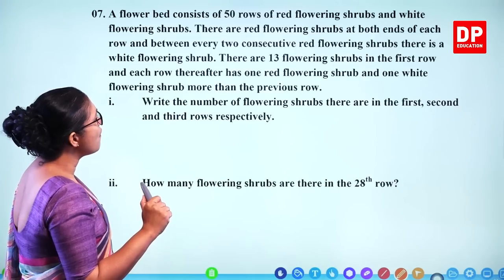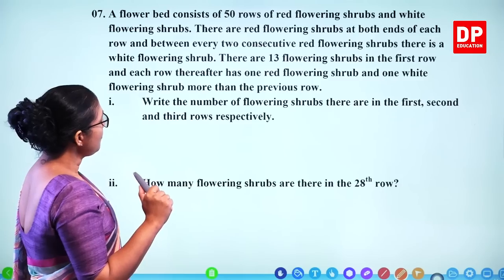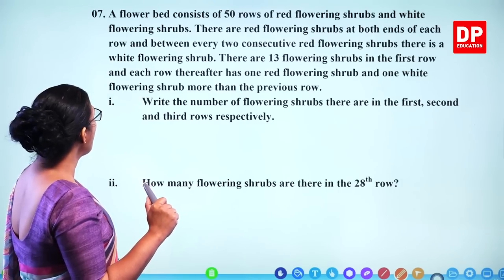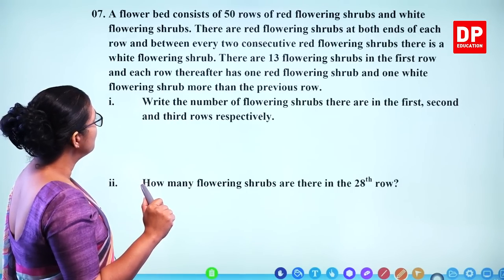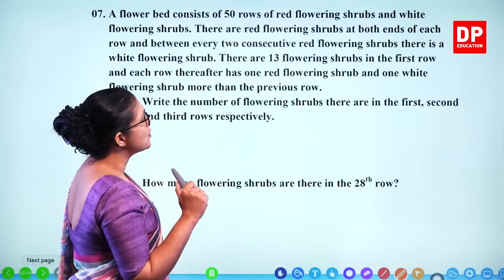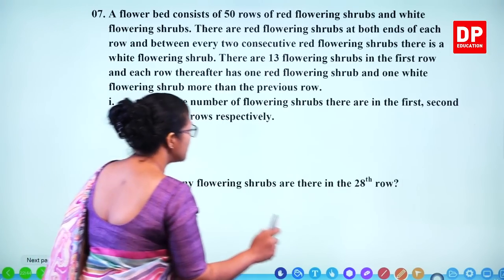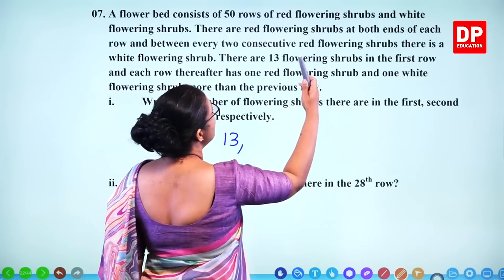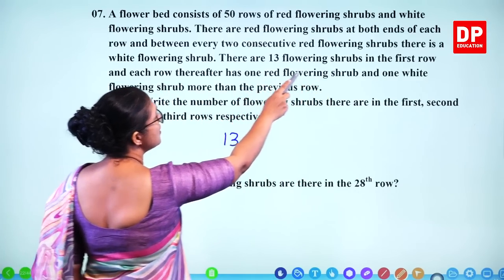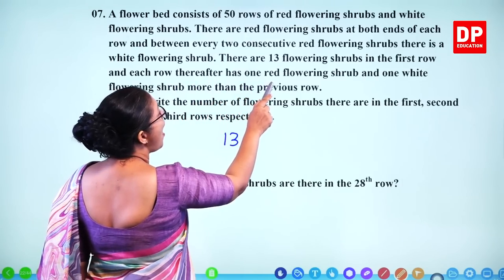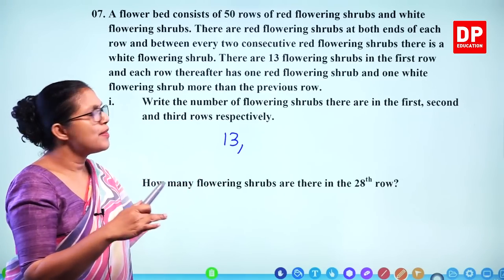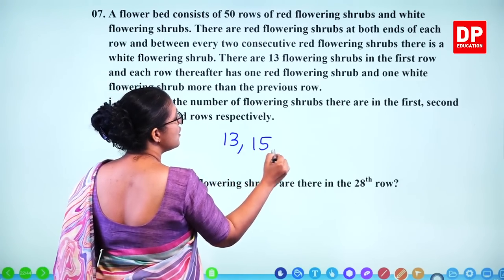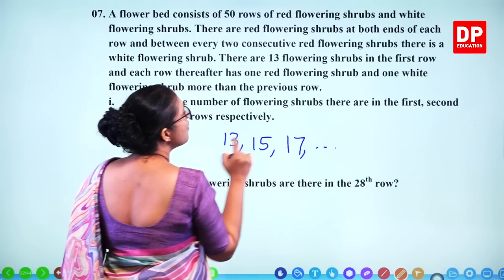Then it says there are 13 flowering shrubs in the first row, and each row thereafter has one red flowering shrub and one white flowering shrub more than the previous row. Write the number of flowering shrubs there are in the first, second and third. So that's not a hard one. It says first one, 13. Thereafter, one red and one white more than the previous row. So one and one becomes two. So two more than the previous. 13 plus 2, 15. 15 plus 2, 17. So those are the three values.